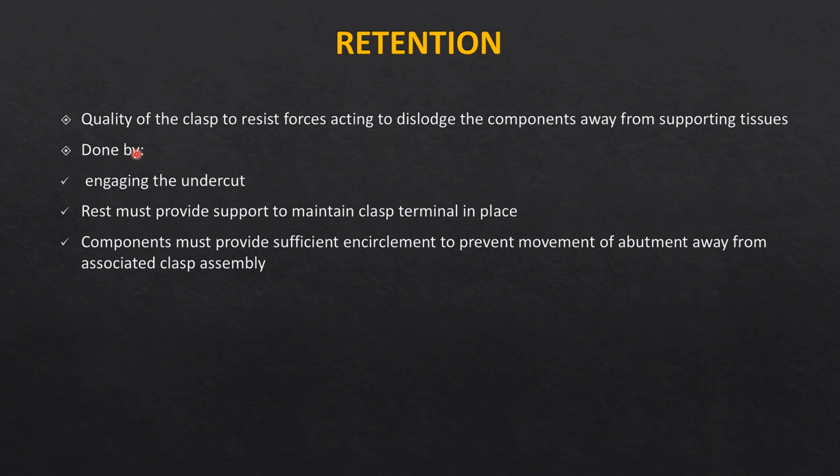And how do we ensure that the RPD has retention? That is, we engage the clasp in the undercuts. The rest should provide vertical support to maintain the clasp terminal in its appropriate place, because if the rest is slipping, then the retentive terminal of the clasp assembly will not be in the proper position, and this will result in the dislodgement of the cast partial denture. The components must provide sufficient encirclement to prevent the movement of the abutment tooth away from the associated clasp assembly.